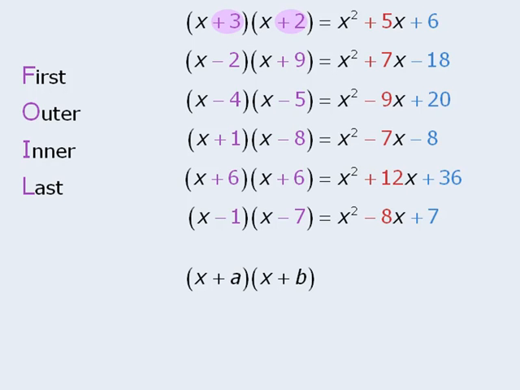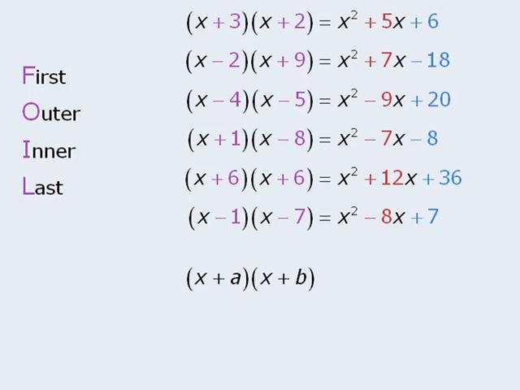For example, here the two binomials feature x plus 3 and x plus 2, and in the product the coefficient of the x term is positive 5 and the constant term is positive 6. Do you see a relationship here? Well, in the next example, we have x minus 2 times x plus 9, and in the product the coefficient of the x term is positive 7 and the constant term is negative 18. In the third example, we have x minus 4 times x minus 5, and in the product the coefficient of the x term is negative 9, and the constant term is positive 20.